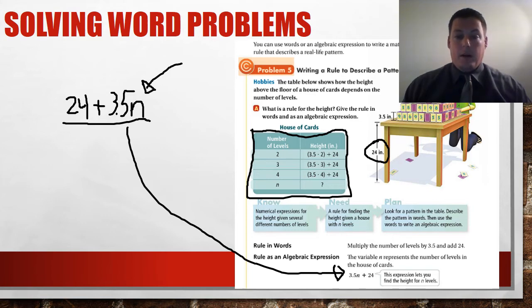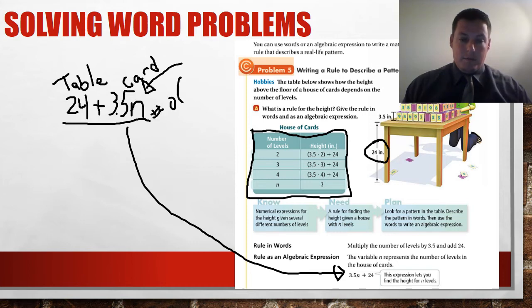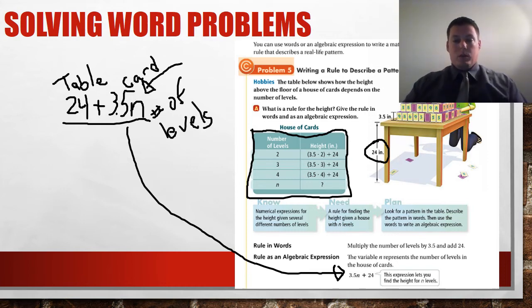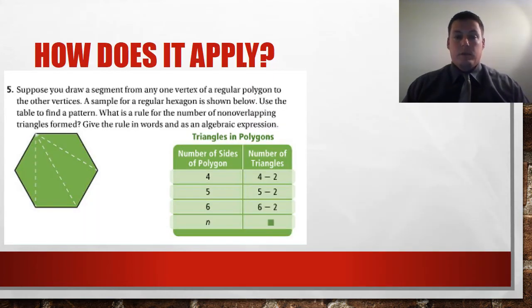But as you break down the problem, what is the rule for the height? All right, like I said, the height of the table, and then this is the height of the card, and then n is the number of levels. And this is a pretty basic equation in word problem from what we're going to see. Let's take a look at another one.